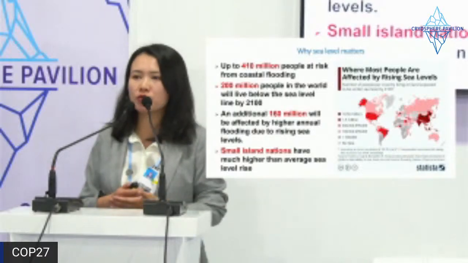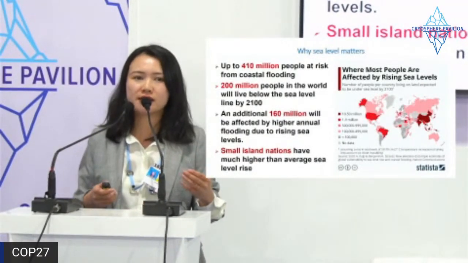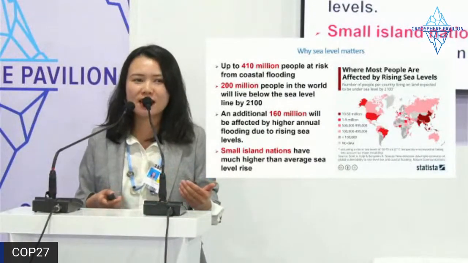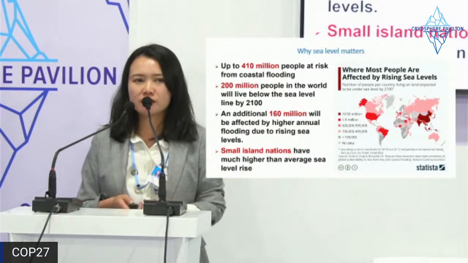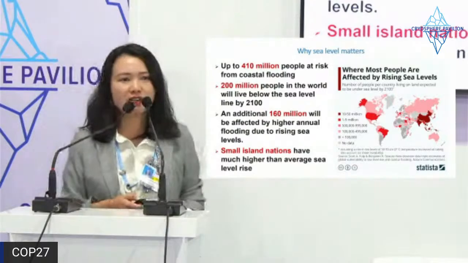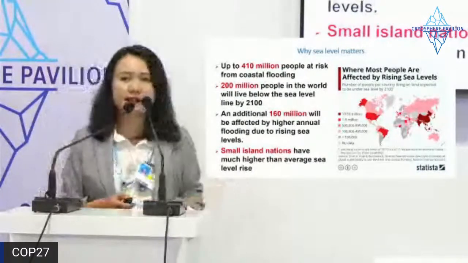And here I want to emphasize the impacts of sea level rise on coastal regions, especially for small island nations. For people from these nations, their sea level rise is much higher than the average. And this plot here on the right just gives us a general idea about where most people are affected by the rising sea levels.